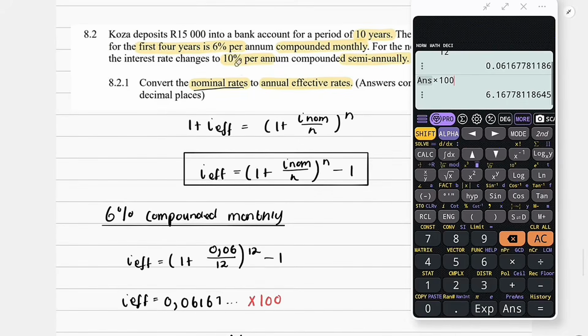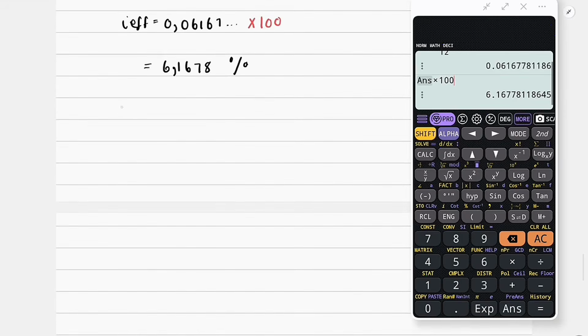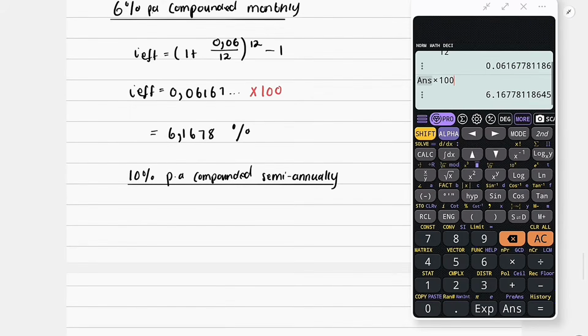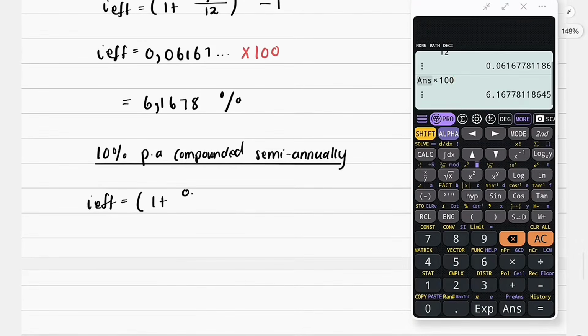And then the next one will be the 10% per annum compounded semi-annually. So let's just put that down. That's the 10%. Okay, so we're going to use the same formula again. I effective equals 1 plus, but in place of our interest, it is 10%. So that's 0.1, or you can say 0.10, it's fine. Okay, now it's compounded semi-annually.